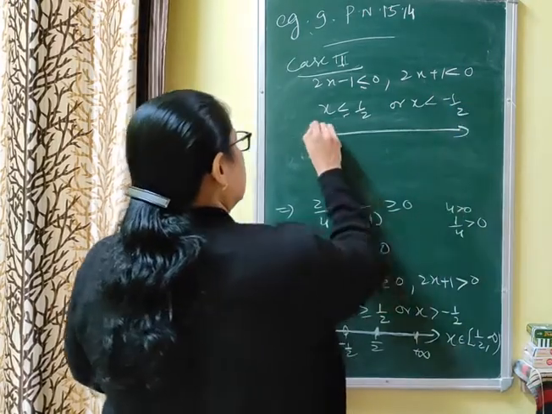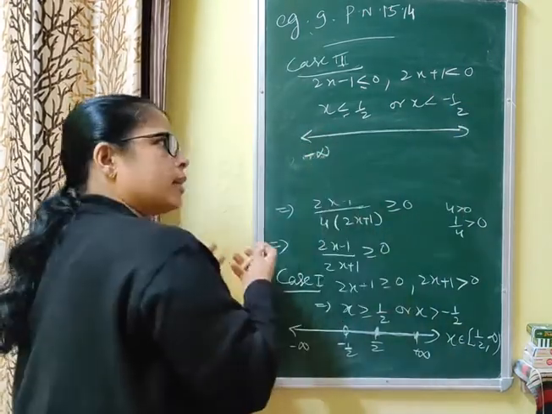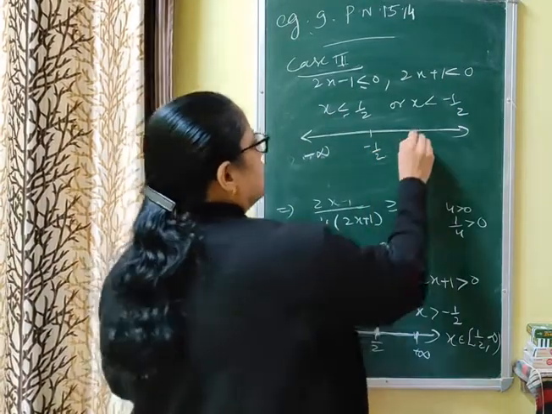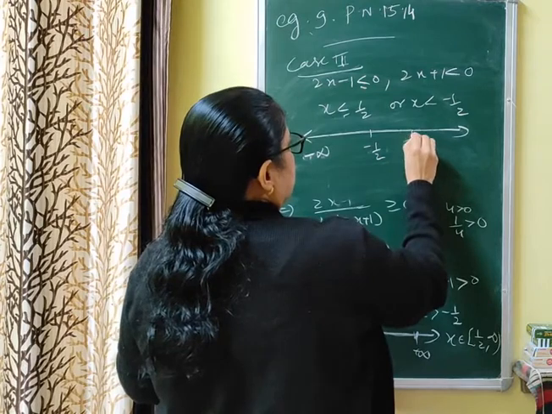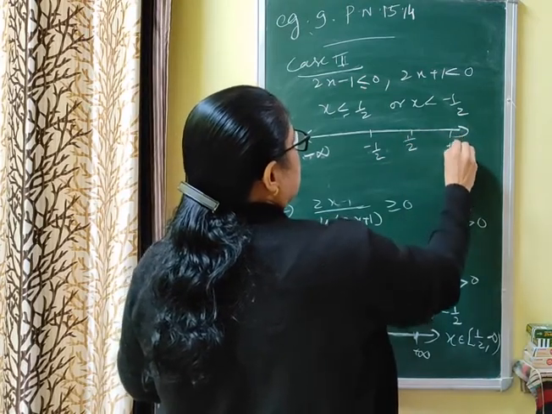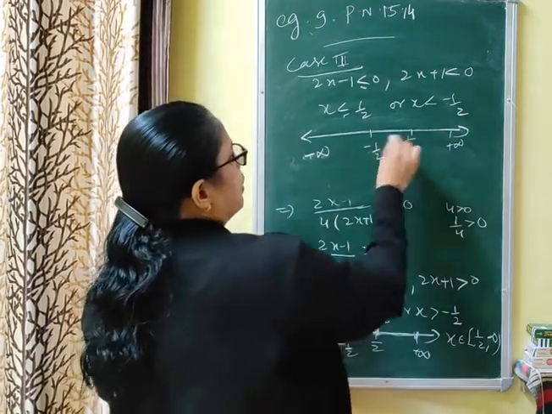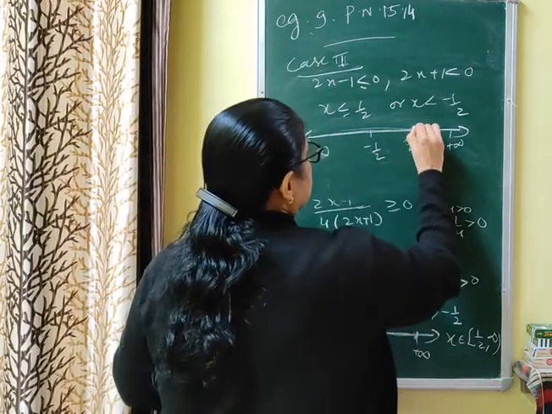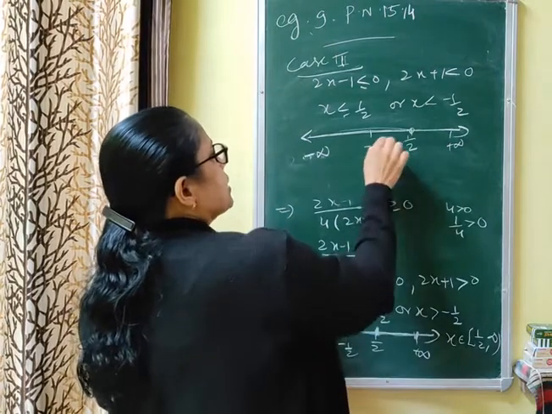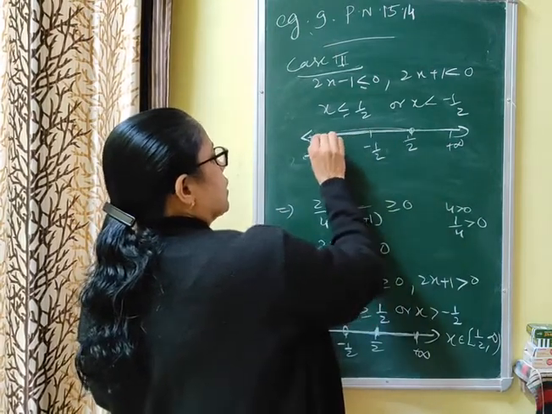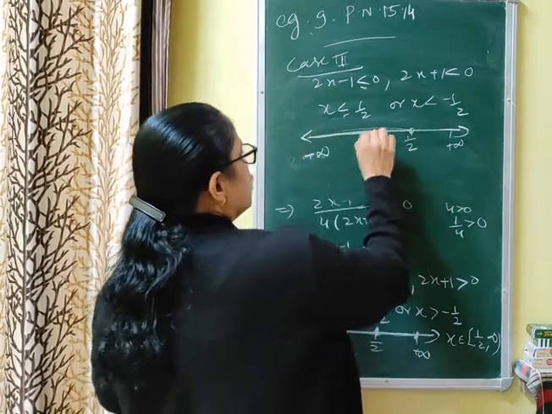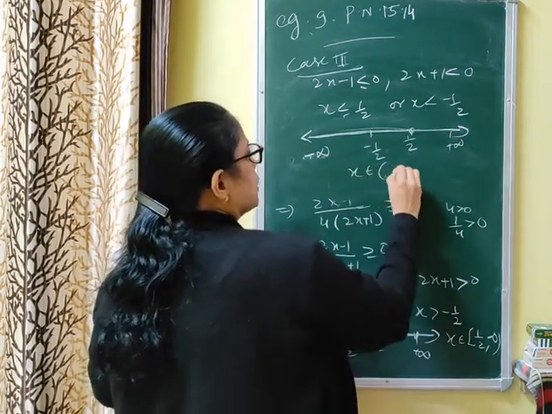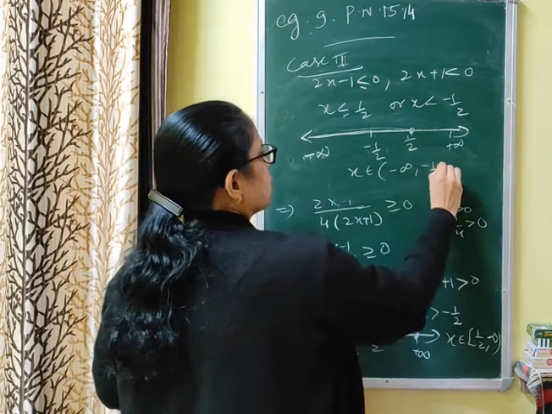That means अगर आप नंबर लाइन नहीं ड्रॉ करना चाहते डायरेक्ट लिख सकते हो तो लिख लो, लेकिन it is better to draw the number line to avoid mistakes. This is minus 1 by 2, this is 1 by 2, this is infinity. x less than or equal to 1 by 2 means complete this region, this 0 is not included. x less than minus 1 by 2 means this one. The common region is minus infinity to minus 1 by 2. Since it does not contain the equal to sign, it is open, that is minus infinity to minus 1 by 2.